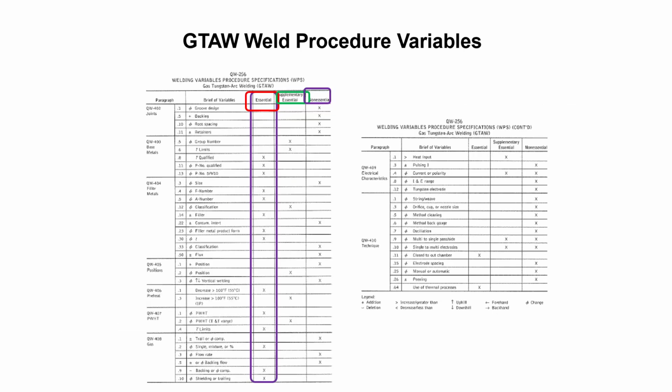Where do we find our essential variables? Well, all codes, most codes, are going to have a list of essential variables. And this one's out of QW 256. This is out of ASME Section 9, American Society of Mechanical Engineers, Section 9. And each welding process has one of these tables like this. So you can see this one is for gas tungsten arc welding. You can see we've got our essential, supplementary essential, and non-essential variables. And when we're qualifying a procedure, we have to address all the essential variables.